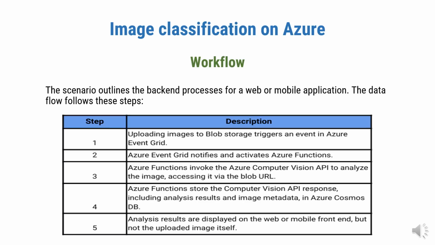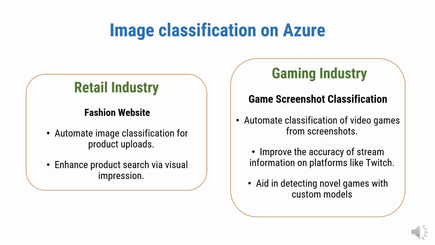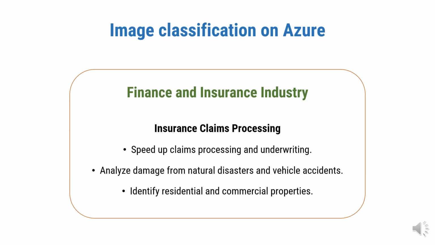Workflow. The scenario outlines the backend processes for a web or mobile application. The data flow follows these steps. Retail industry, fashion website, gaming industry, game screenshot classification, finance and insurance industry, insurance claims processing.